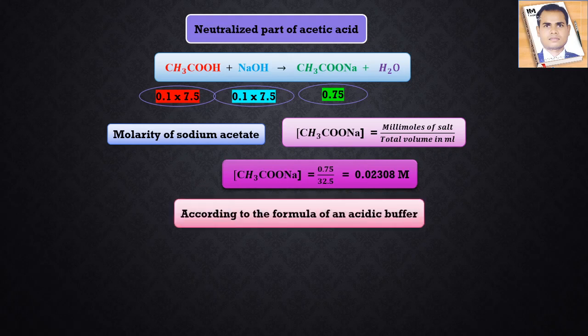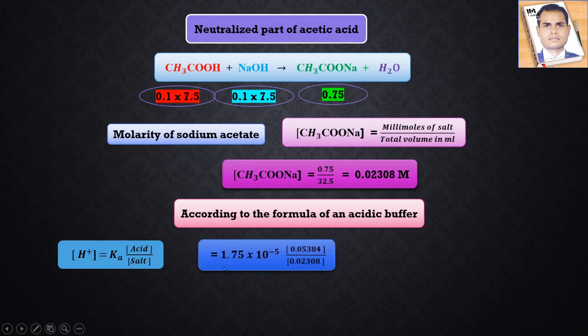And according to the formula of an acidic buffer, the hydrogen ion concentration, that is what we call pH, right? So you will take this formula: [H+] equals Ka times [acid] divided by [salt]. What is the meaning of the brackets? We know it is the concentration of acid divided by the concentration of salt. So you will put in these values. Ka is the constant value, 1.75 into 10 raised to minus 5. This is the dissociation constant for acetic acid, right?